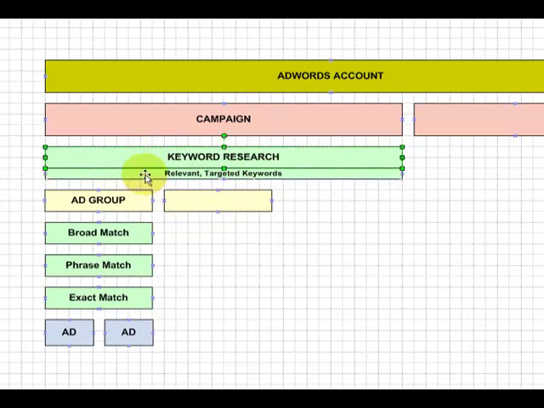The output of your research will be some relevant targeted keywords that you've identified. And obviously at this stage you don't know whether they're going to be productive in an AdWords sense, but you've got a list, and you'll most likely save this in some sort of plain text format like Notepad.